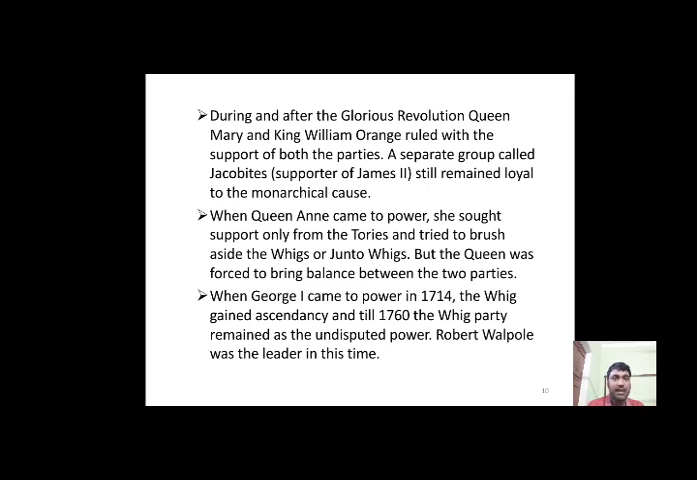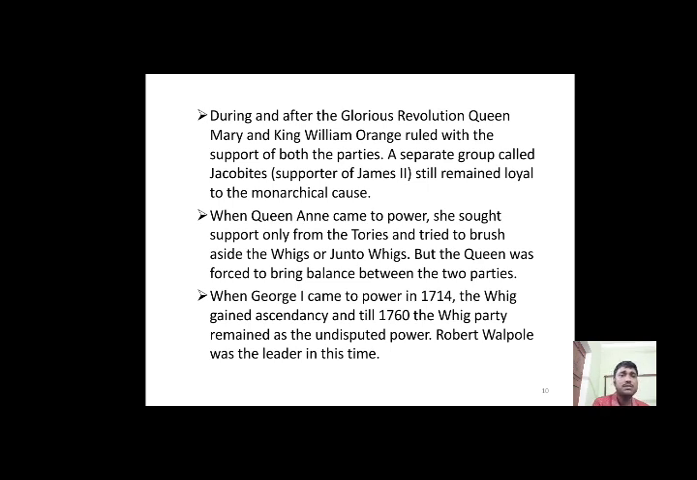So again, this shifted the balance. Now look at the history. When there was the joint rule of Mary and William of Orange, there was a balance between the two parties, because William of Orange and Mary took advice from both the parties. When Queen Anne came to power, she took advice only from the Tories. Now, when George I came, he took advice only from the Whigs. So there was a continuous shift in balance.